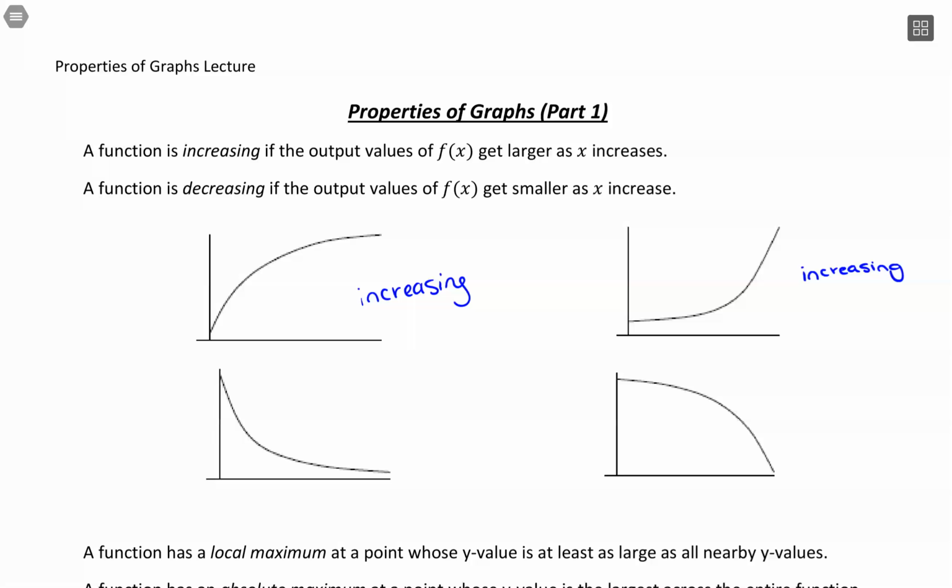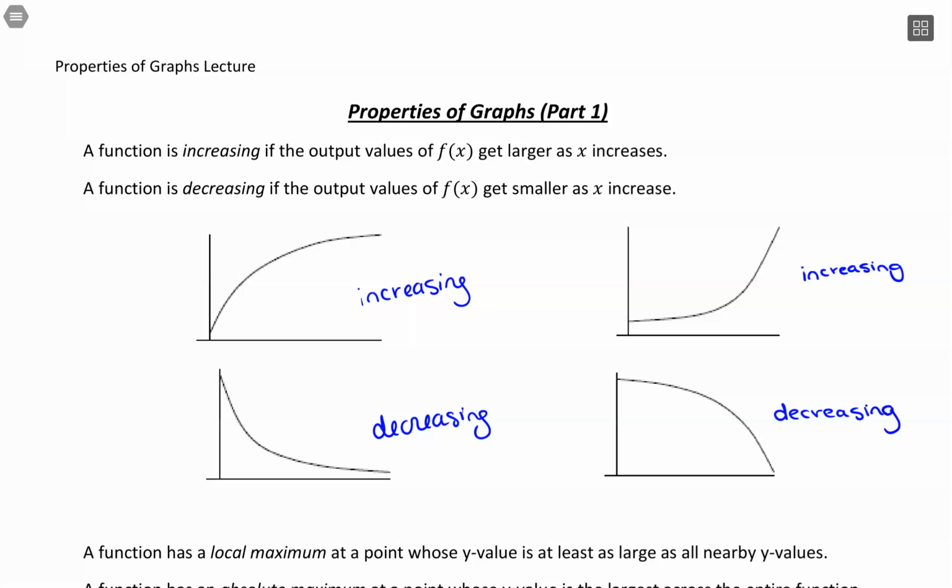Below to the left here, we want to start over on this left-hand side, and as I move to the right, the outputs are getting smaller and smaller and smaller, so that would be decreasing. And then for this last one, same idea of going to the right-hand side, I can see that the y values are getting smaller and smaller and smaller, so this would also be decreasing.